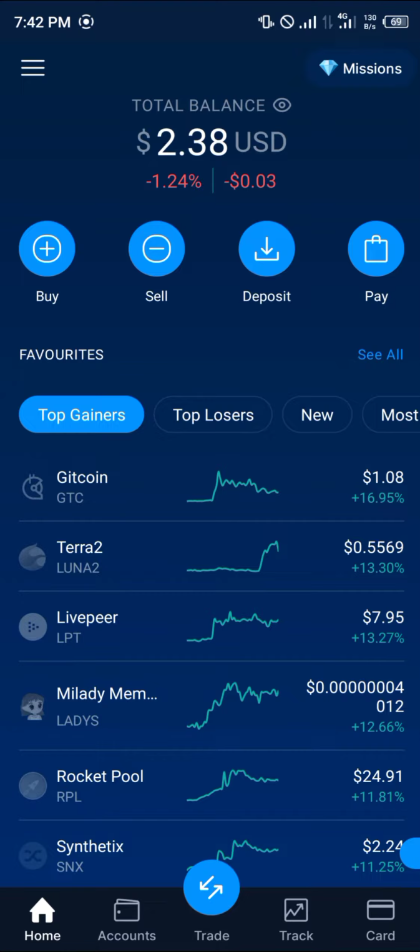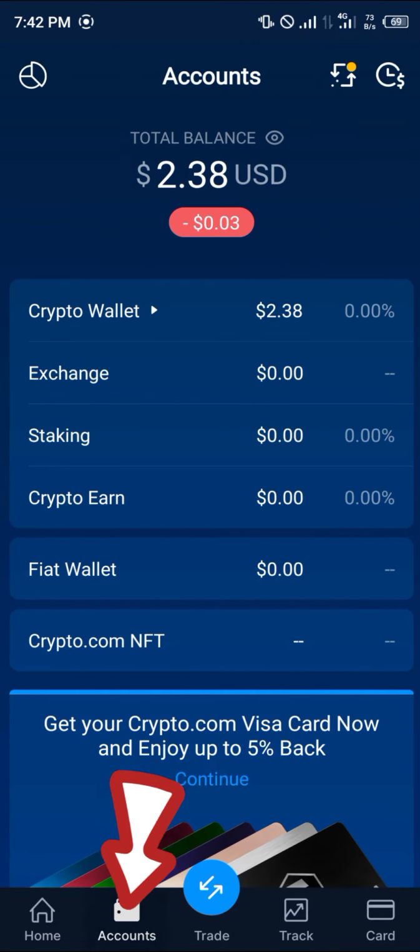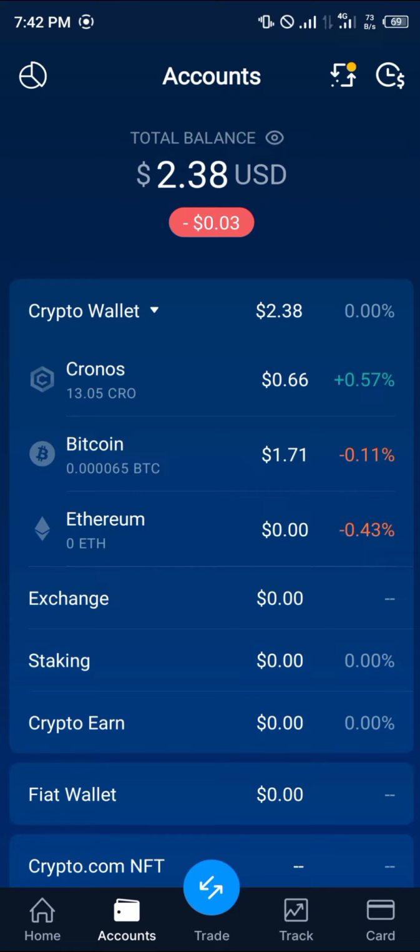All you need to do is head over to the account section, which is at the bottom of the screen here. Click on these accounts, and once there, select the crypto wallet option. By selecting the crypto wallet drop down, you're met with your balances, which exist as the Chronos, Bitcoin, Ethereum, and many other cryptocurrency assets you yourself might possess.